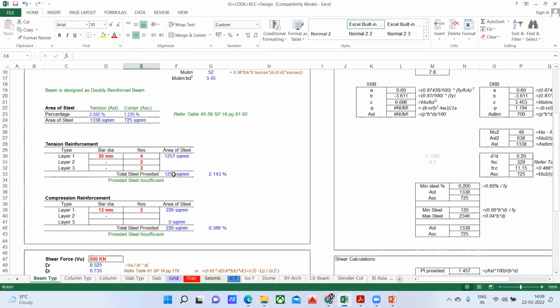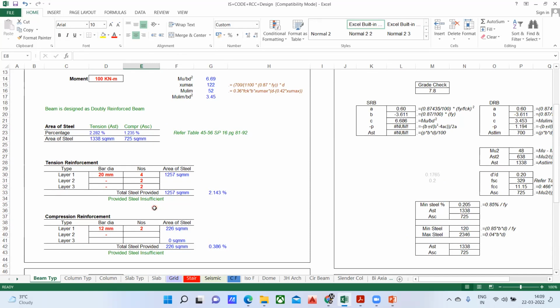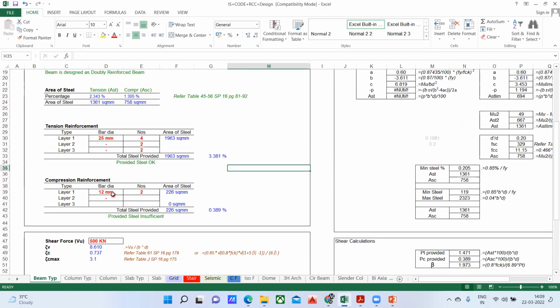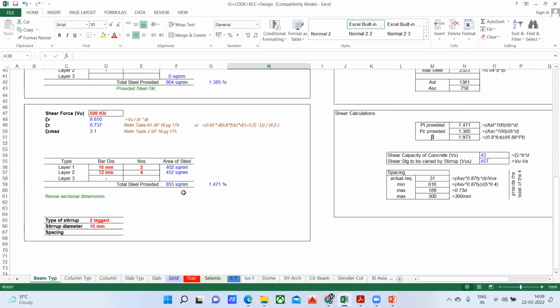Okay, the provided steel is insufficient. I will change it. Let me go with the 25 diameter 4 bar, and here I'll go with the 16 diameter 2 bar. It is insufficient. I'll go with 3 number. Okay, it's 4 number. Yeah.